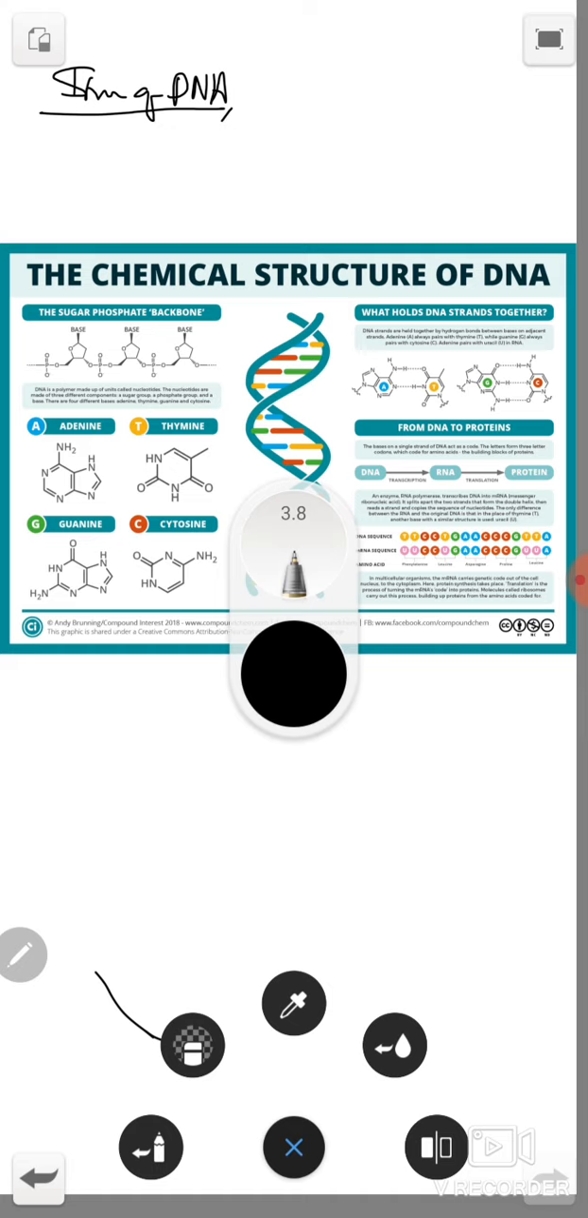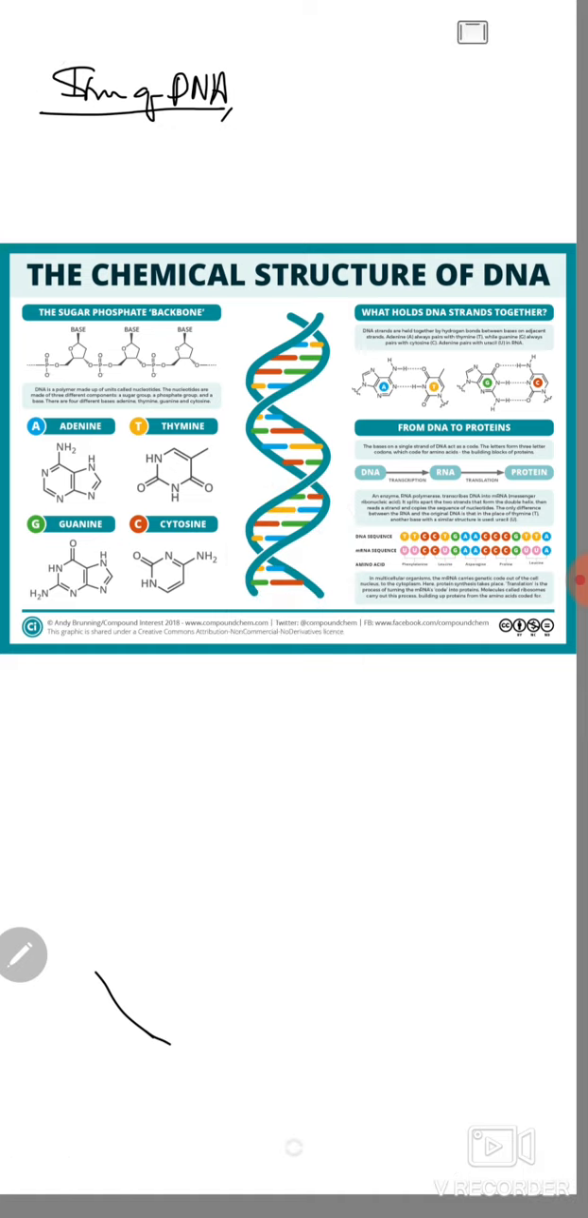Hello everyone. Today we will look at the structure of DNA, which is also known as deoxyribonucleic acid. So let us first revise a bit. What is the function of DNA and where is it found?